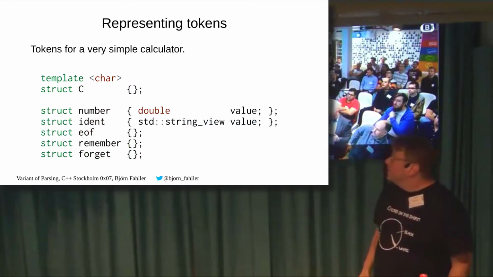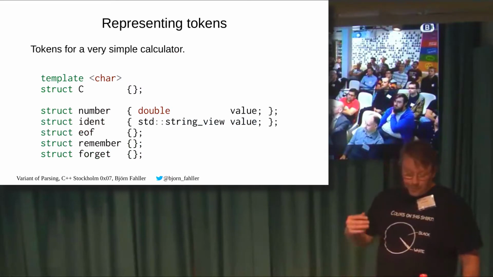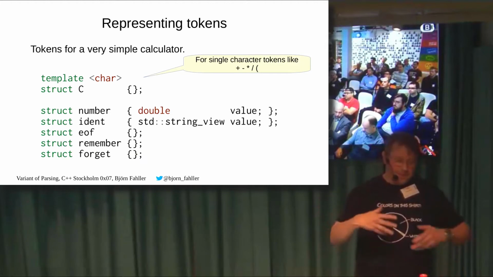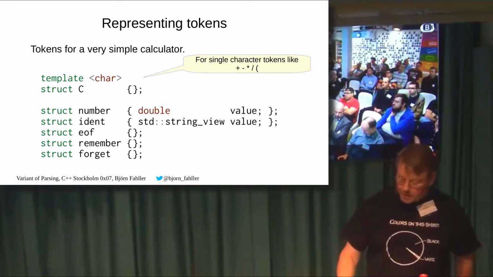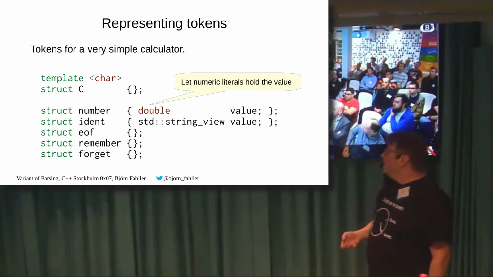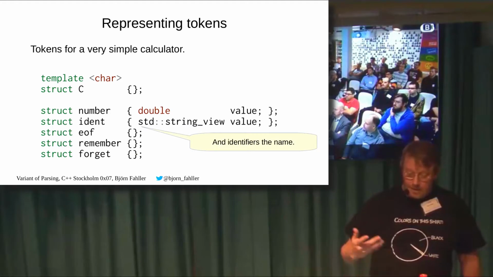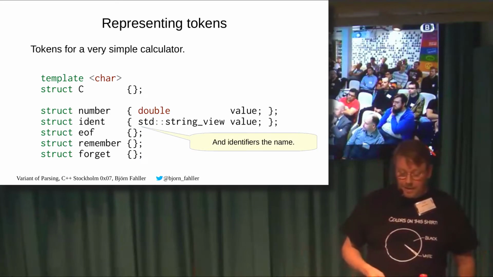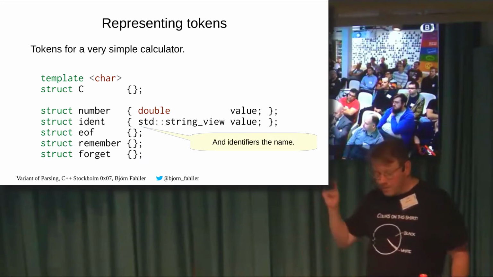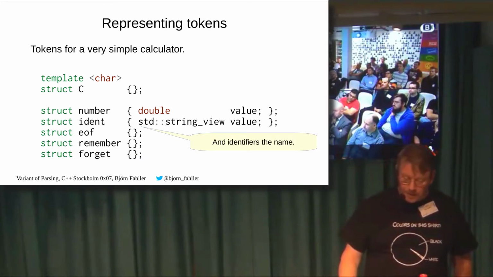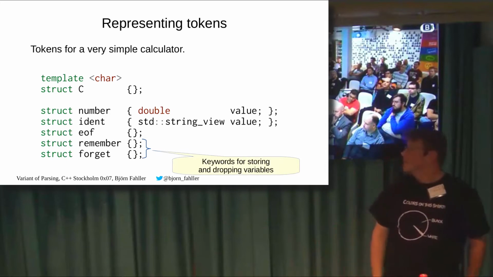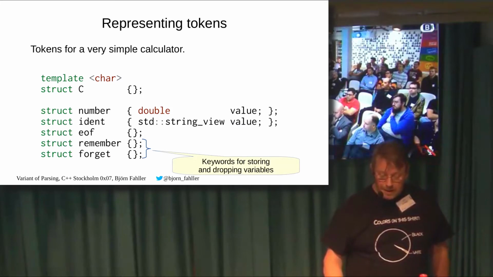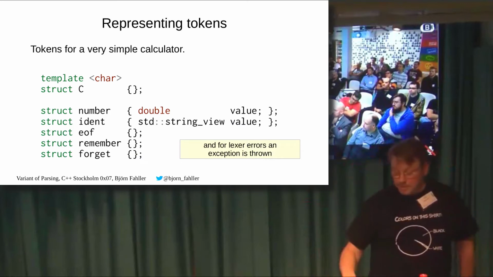So let's go back to the simple math expression parser. Some useful types: we have a simple character template for the single character tokens like plus, minus, parentheses, and what have you. Numeric literal should hold its value. An identifier: I wanted this calculator to be able to store variables by name, so an identifier makes sense. I use string_view in this example. Could be a string or whatever. And other types, remember and forget, for storing and dropping variables. And everything that we don't care about is an exception.